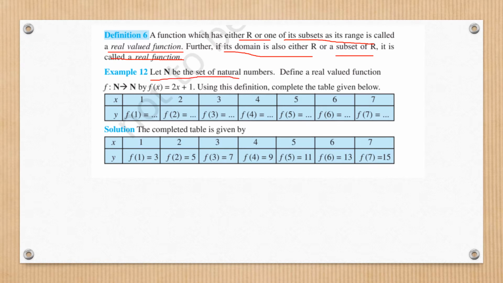So we take an example. Let N be the set of natural numbers. Define a real valued function f mapping from N to N, okay, N for natural numbers, such that f(x) is 2x plus 1. So this is a rule that f(x) is 2x plus 1. This f(x) means y, okay. Using this definition, complete the following table, right? So I have to put the natural numbers x and I will obtain y, which will also be a natural number. Like you put x as 1, I'll get f(1) as 3, for 2 it is 5, as you used to calculate the value of the polynomial in your previous class 10th, okay? f(3) is 7, f(4) is 9, f(5) is 2 times 5 is 10 plus 1, 11, and like this, okay?